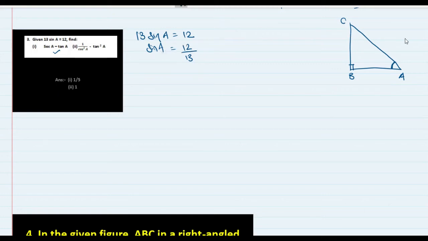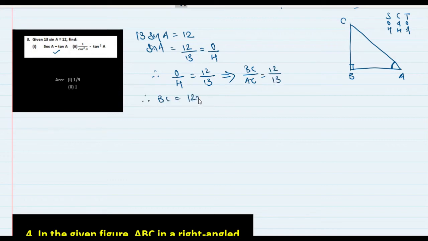See, sin A is given to us, and if we apply SOHCAHTOA, sine is opposite upon hypotenuse. Opposite of angle A is BC. Therefore, opposite upon hypotenuse is 12 by 13, which implies opposite is BC and hypotenuse is AC. Therefore, BC is equal to 12x and AC is equal to 13x, and we do not know AB. So if we have to find anything, we have to find AB first.